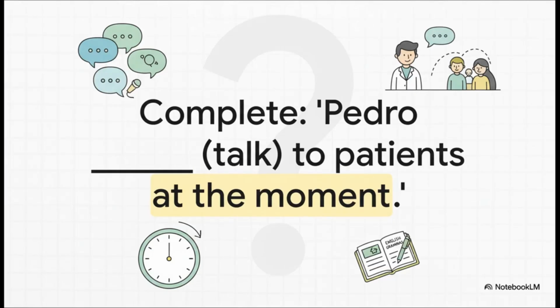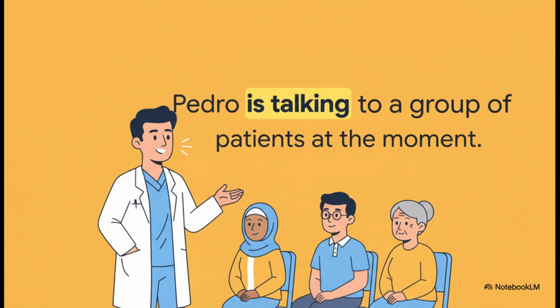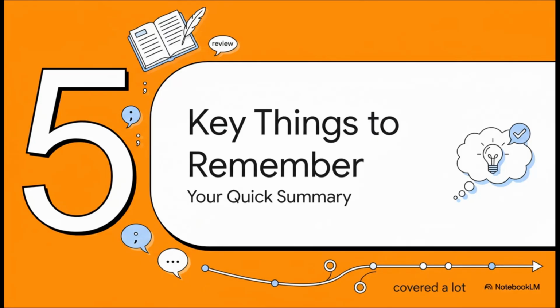Okay, time for a quick practice. How would you complete this sentence? Pedro, blank, to a group of patients at the moment. Go on, pause, and say the whole sentence out loud. And the answer is, Pedro is talking. Perfect. We use is talking because it's one person, Pedro, and it's happening right now, at the moment. Excellent work.